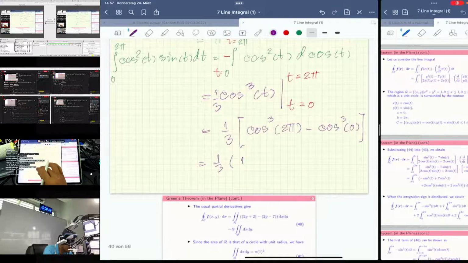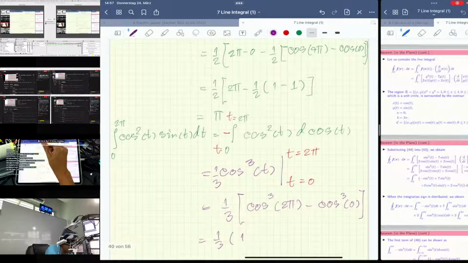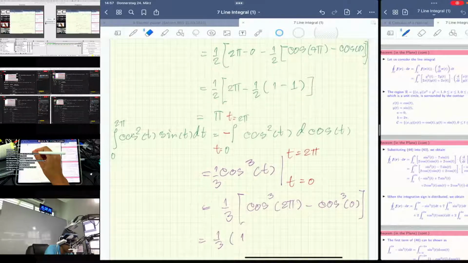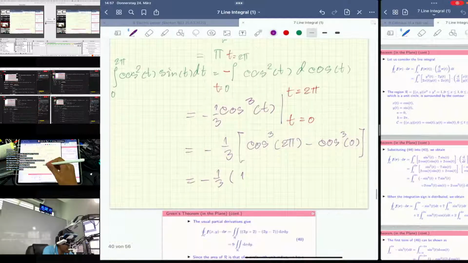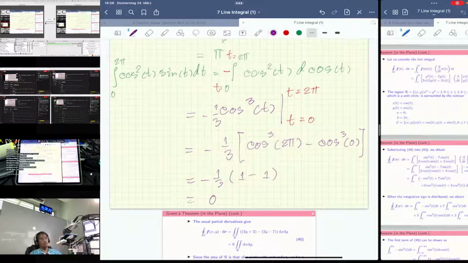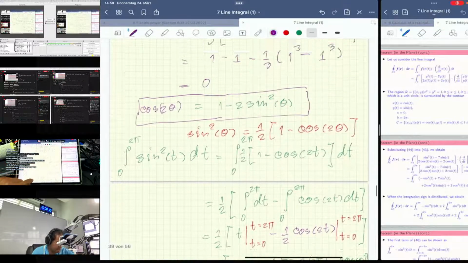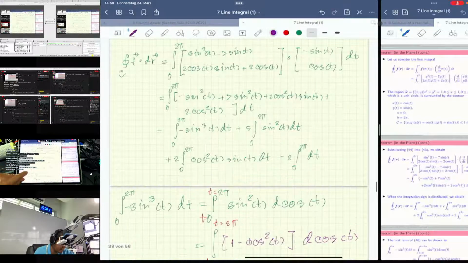Oh, sorry, we need to have also negative in front of that. Negative. And here you have 1, right? Minus 1. And it's equal to 0. So this term is 0. This term remains 0.